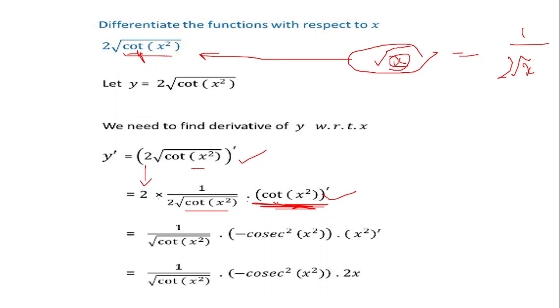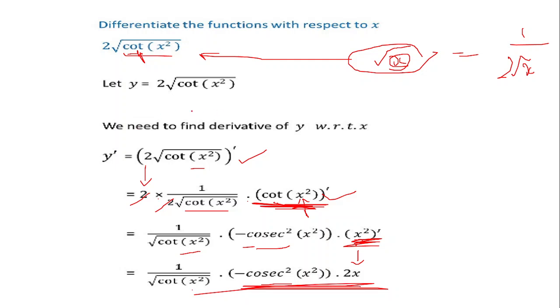So cot differentiation you should know, minus cosecant square. Inside, x square is there. Once again I need to differentiate x square. Now all the terms have been differentiated. So 2 will get cancelled here. So 1 by root of cot of x square as it is, minus cosecant square of x square as it is. X square differentiation is 2x. So the final answer you can write: minus 2x into cosecant square x square by root of cot of x square. Okay, this is your final answer.